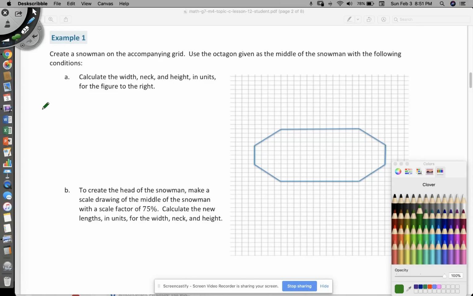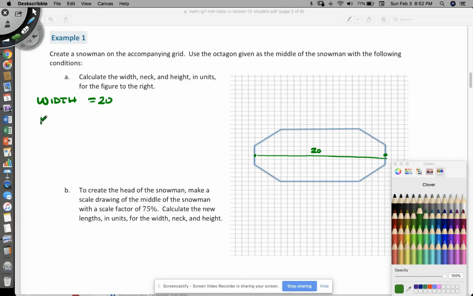All right, so the width. Now the width is all the way from the farthest point to the other farthest point. And you literally want to just count the units between each point. And if you count it up, you get 20. So the width is 20.